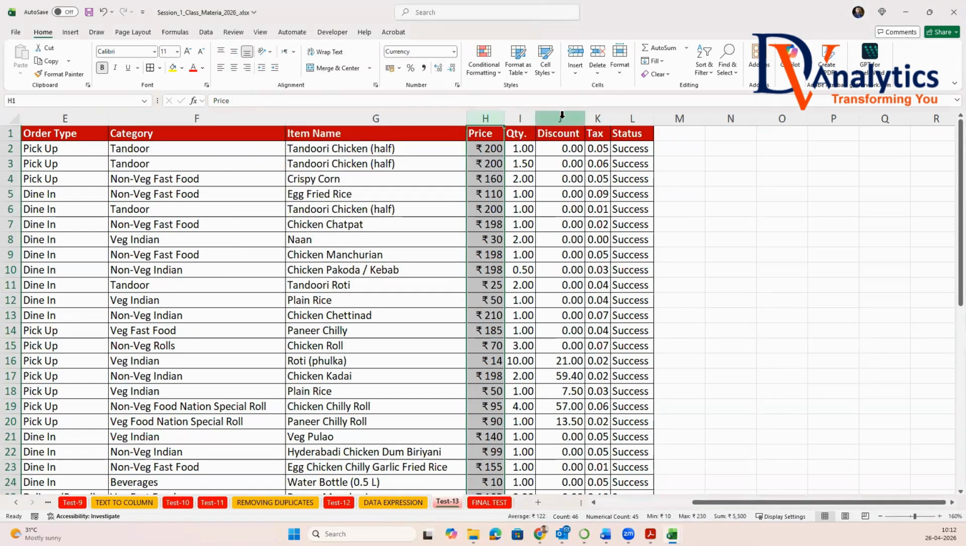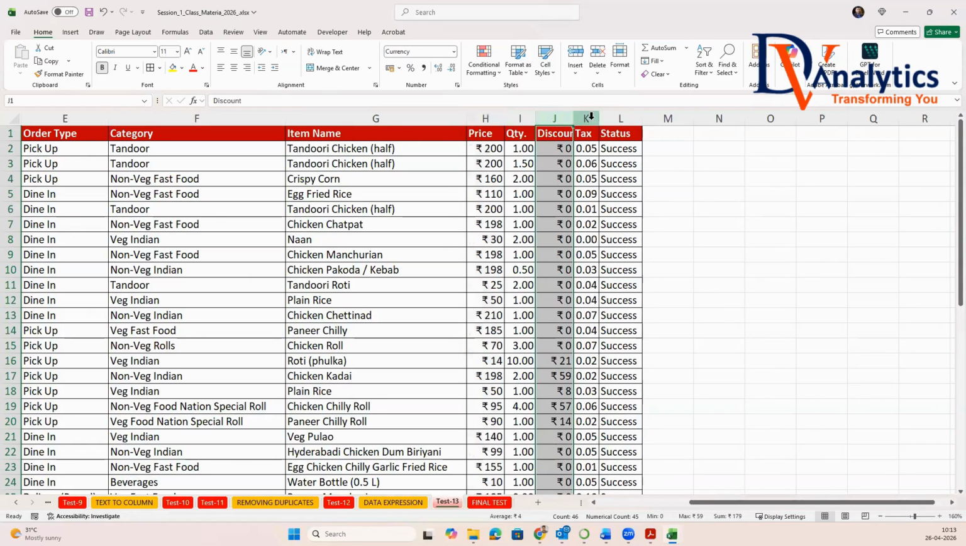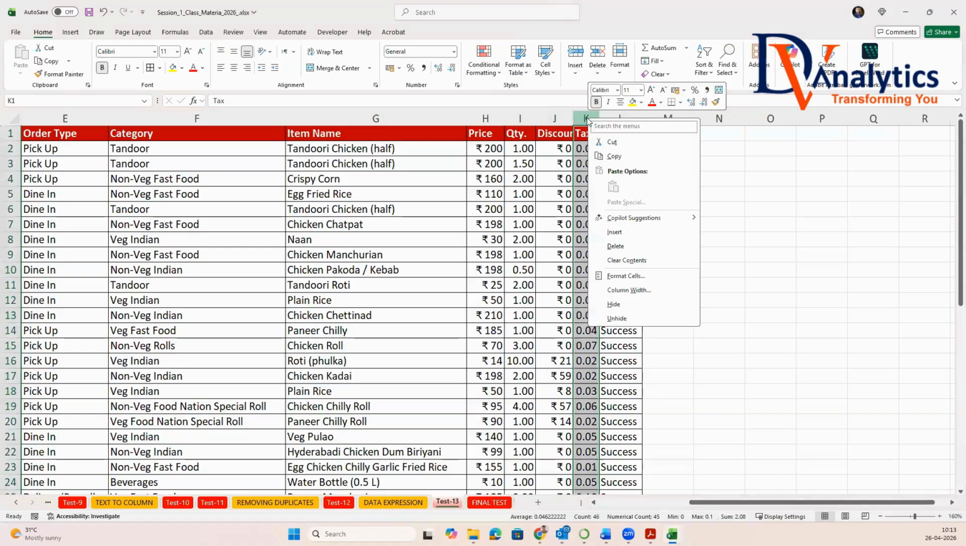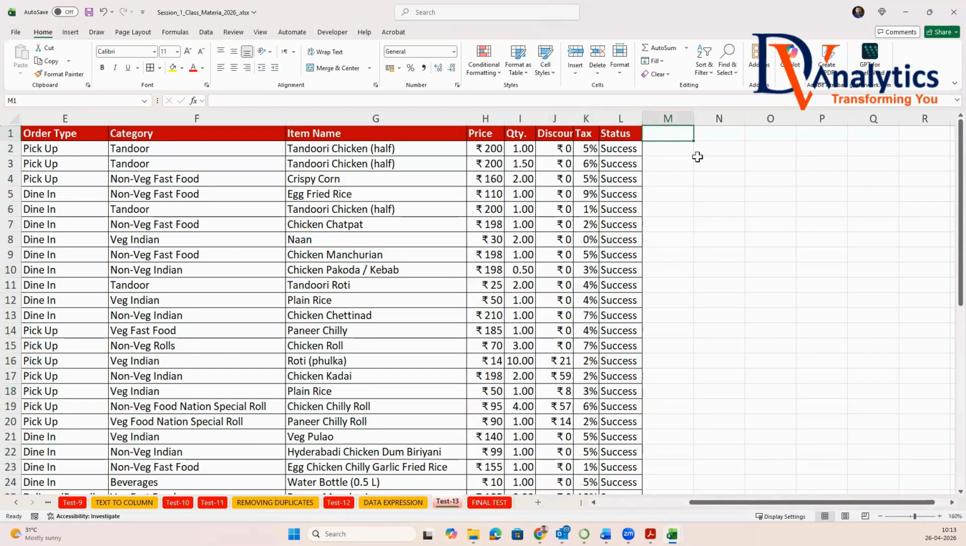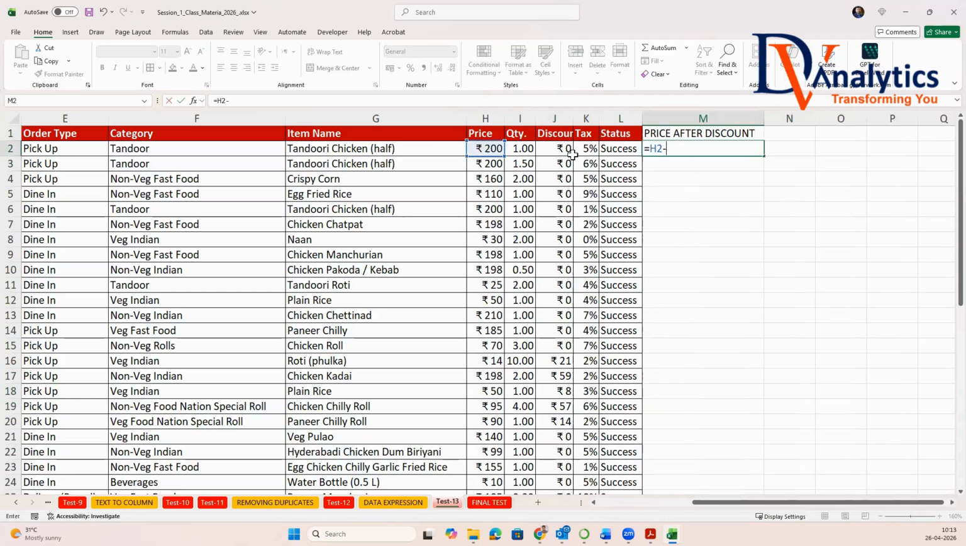Quantity is there. How do you want to show the discount? This is also price. Discount is in price here. Can you see this? Yes, sir. Tax is what? Format cell to percentage, zero decimal. How to get the price after discount? Price minus discounted number. Price, tax.